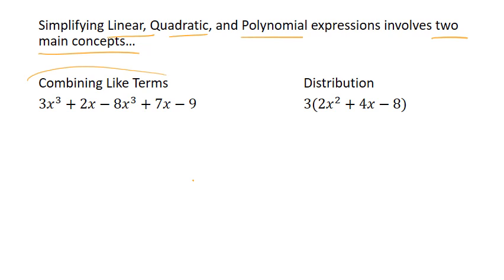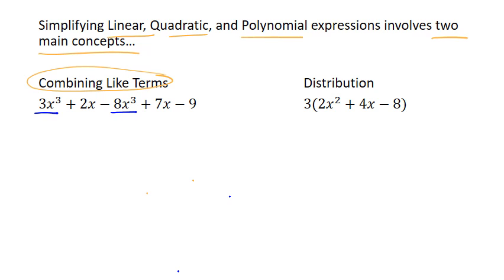The first main concept is combining like terms. So we'll see in this example right here, we've got 3x to the third plus 2x minus 8x to the third plus 7x minus 9. Now, what do we mean by combining like terms? In mathematics, if we have several terms separated by pluses and minuses, that's what a term is. It is a statement separated by plus and minus from other statements. So in this case, I have 1, 2, 3, 4, 5 terms. I can combine the terms that are like each other. What we mean by like is that they have the same variable raised to the same exponent.